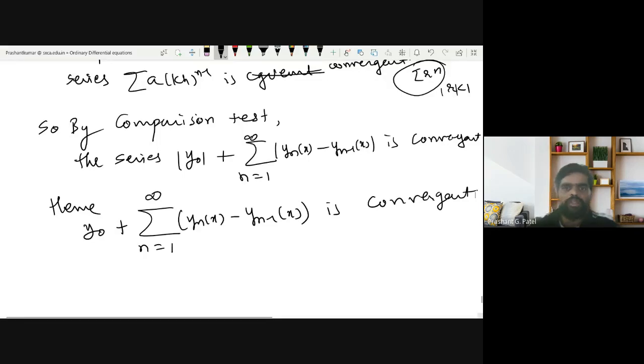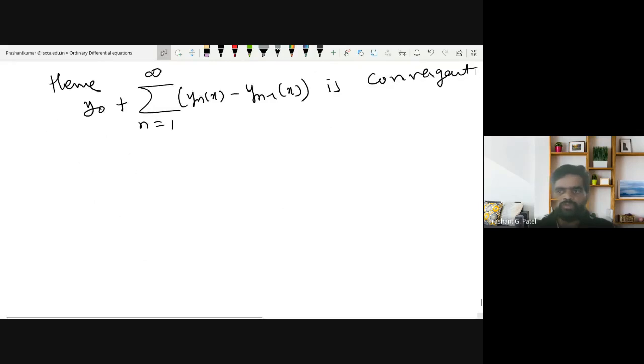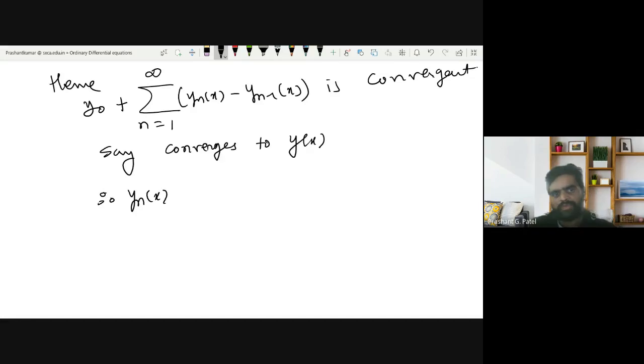Okay, so that means the series which we have defined, whose partial sum is yn. So hence what we can say, let's say it converges to y of x. So therefore yn of x converges to y of x as n tends to infinity.